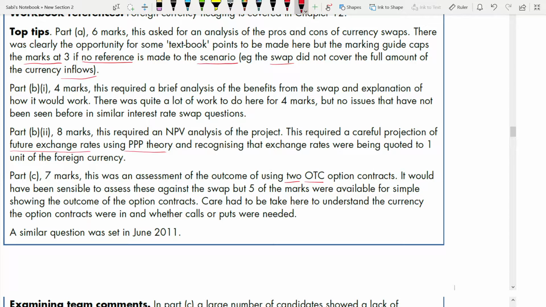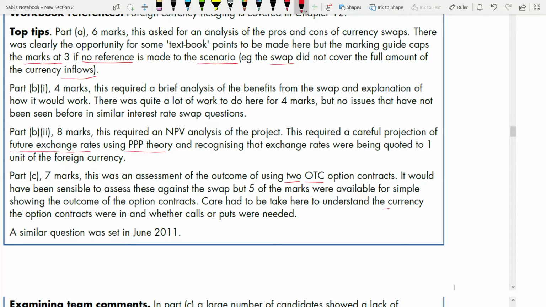So it would have been sensible to assess this against the swap. Now they are saying that the two options can be compared against the swap. But 5 of the marks were available for simply showing the outcome of the option contracts. Care had to be taken here to understand the currency the option contracts were in.